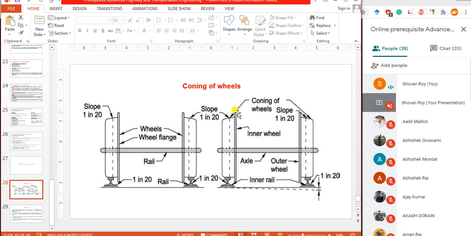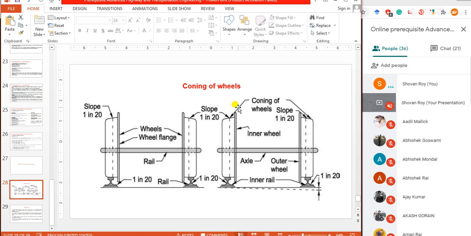Coning of the wheel causes wear and tear due to the slipping action. Slipping is the same as in highway engineering. It is, however, useful in the following ways. One, it helps the vehicle to negotiate a curve smoothly. It provides a smooth ride. It reduces the wear and tear of the wheel flanges.